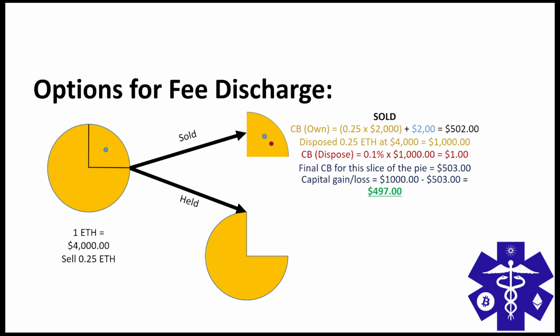But that's not the end of the story. What do you do with the cost basis of the 3/4 that are left? Well, basically, I held 3/4 of an ETH, and I am left with $1,500 worth of ETH, but I discharged the whole initial $2 amount, and I also discharged the $1 fee the moment that I incurred that fee. So now my cost basis is $1,500.